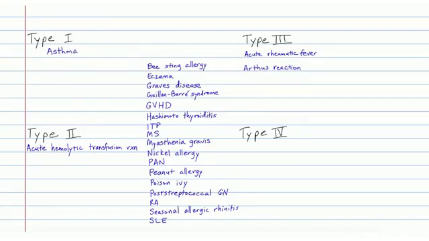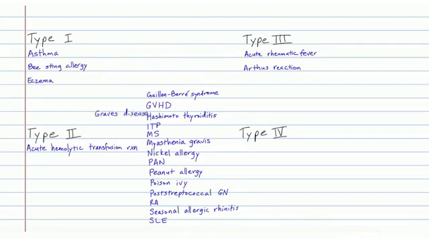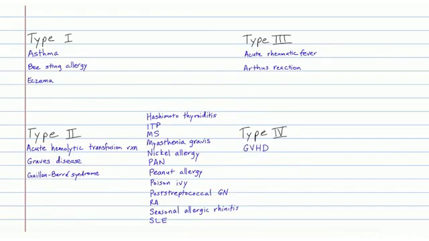Asthma is a type 1 hypersensitivity reaction. A bee sting allergy is another type 1 reaction. And so is eczema. Graves' disease is a type 2 reaction. Guillain-Barré syndrome is another type 2 reaction. Graft versus host disease is an example of a type 4 hypersensitivity reaction. Hashimoto thyroiditis is a type 4 reaction.